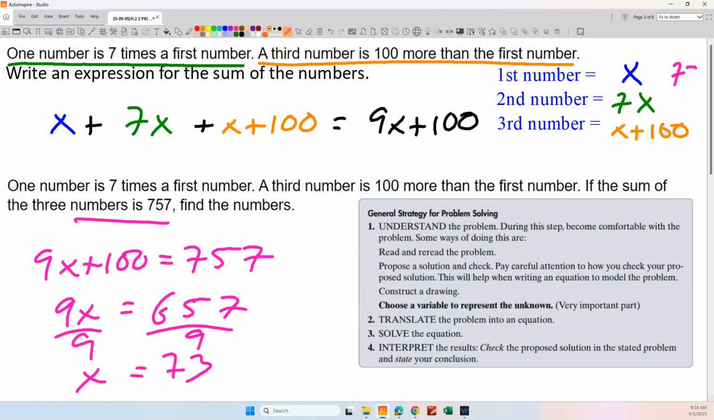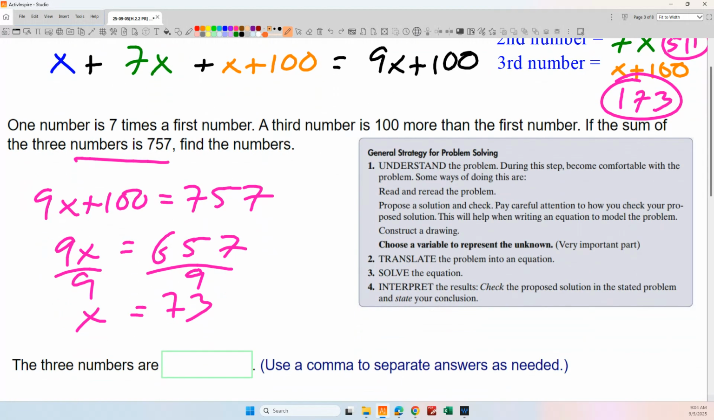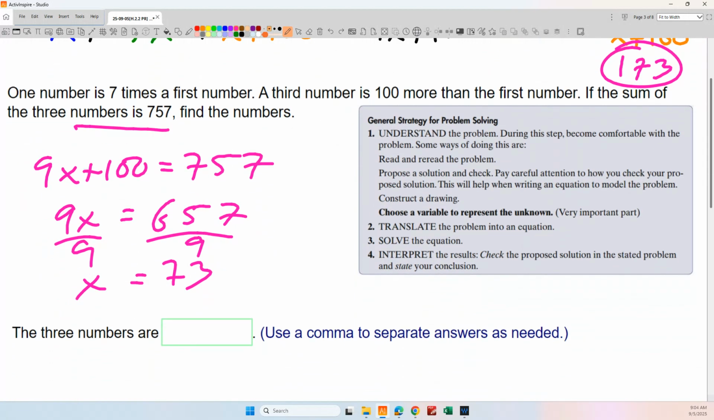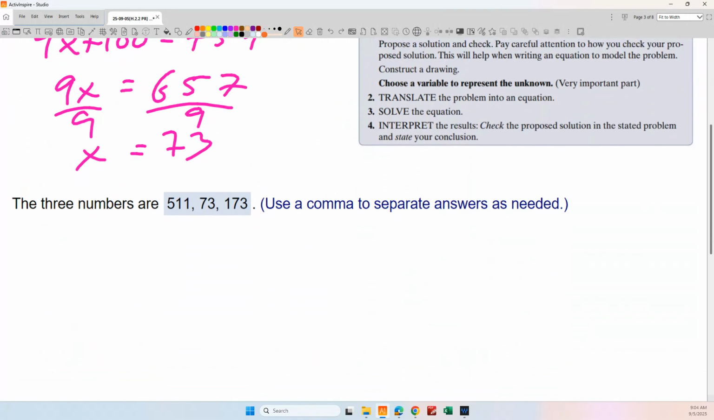First number is 73. What's the second number going to be? 511. Good, if we multiply that by 7. And the last number? There we go. And we could check, I guess, by just adding those up to see if they do what they're supposed to do. And they do. Okay? Make sense? All right.